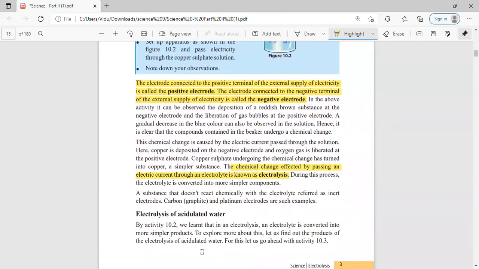The electrodes that don't react chemically with the electrolyte are referred to as inert electrodes. Carbon or graphite and platinum electrodes are such examples.